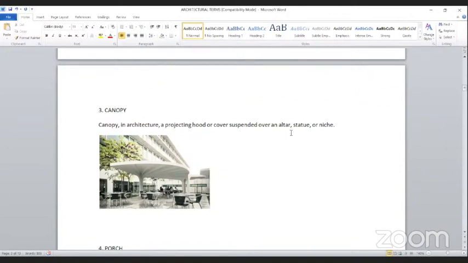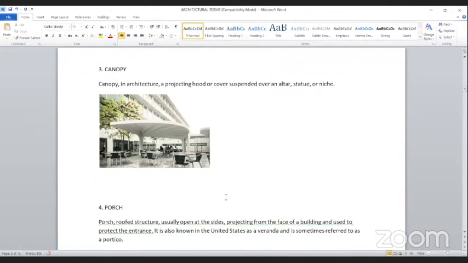Okay, in churches, if you've seen, all the ceremonies that are done by the priest are done on an altar. It's a free above the ground level. A statue or a niche, that you know. This is a projected outwards canopy. Next is porch. Canopy can be used in any number of buildings. Porch is usually for houses, domestic purpose.